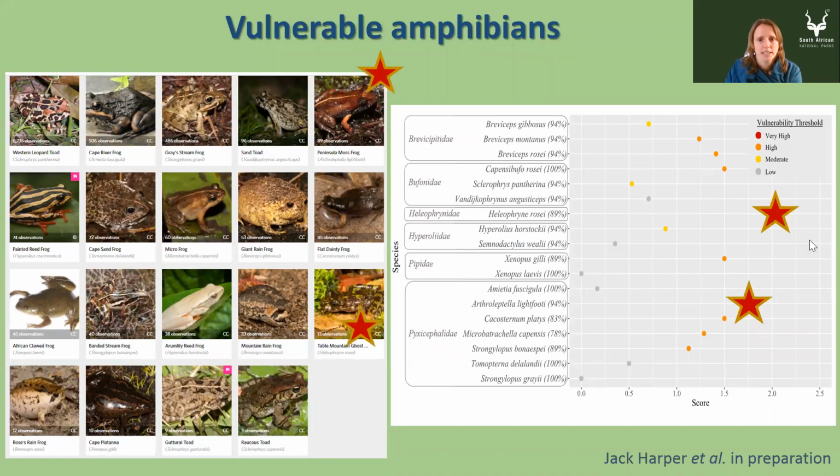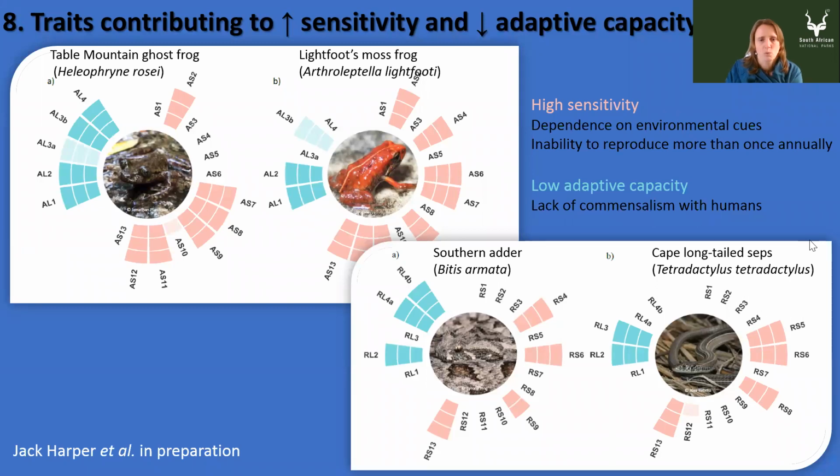So for example, here we have the 2 most vulnerable amphibians, the peninsular moss frog and the Table Mountain ghost frog. But what's really nice about the approach is that it helps us to identify why these species are vulnerable. So for example, with the reptiles and amphibians, common traits leading to high sensitivity were dependence on environmental cues and an inability to reproduce more than once annually. Whereas things hindering adaptive capacity were lacks of commensalism with humans. So species would be unable to move through human-modified landscapes, for example. And this helps us along the way to coming up with management solutions.